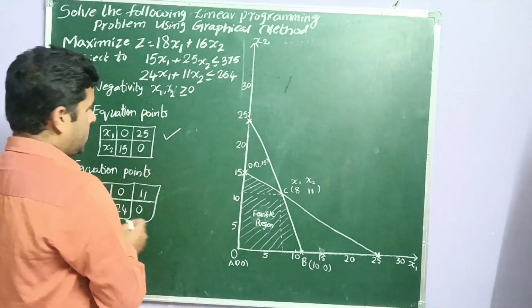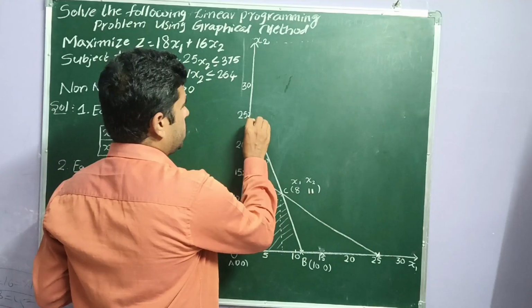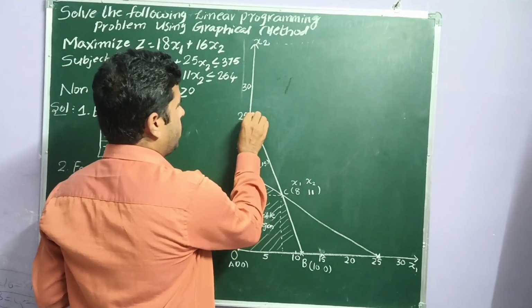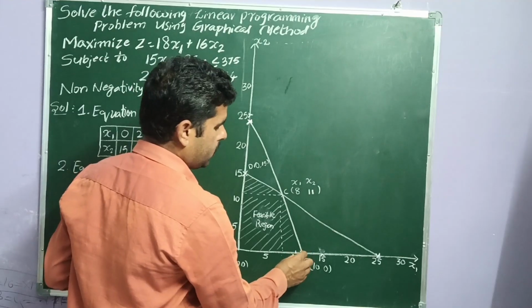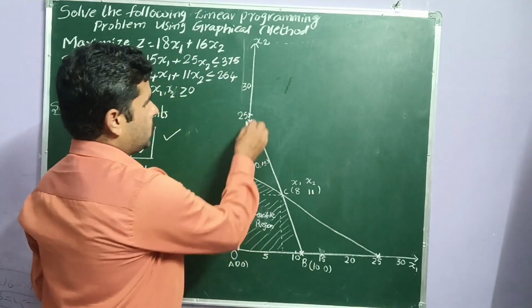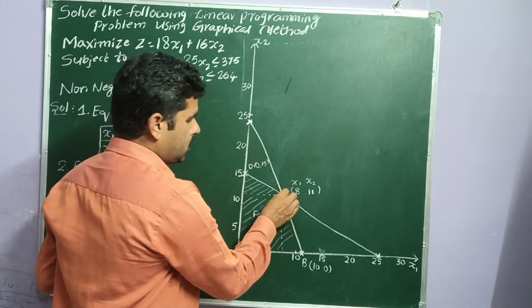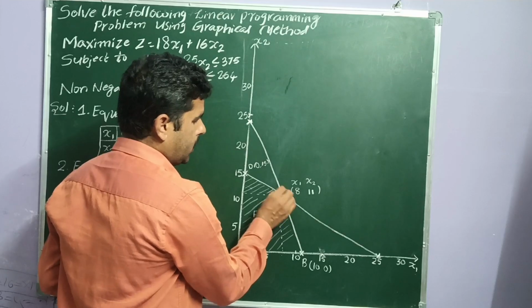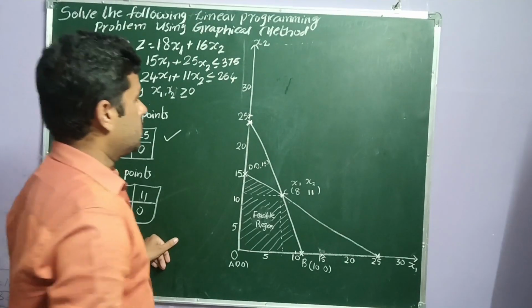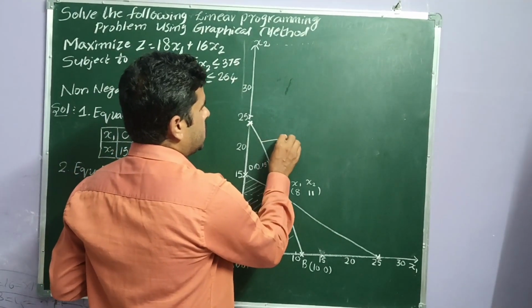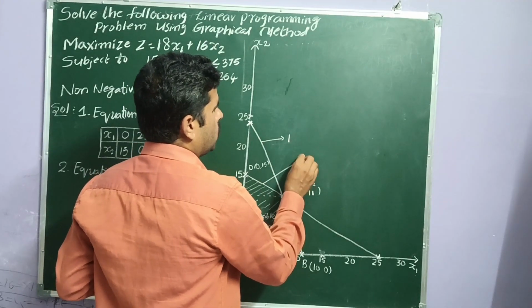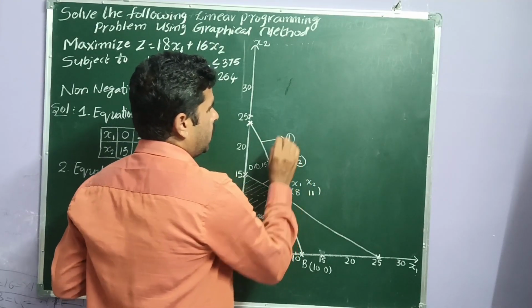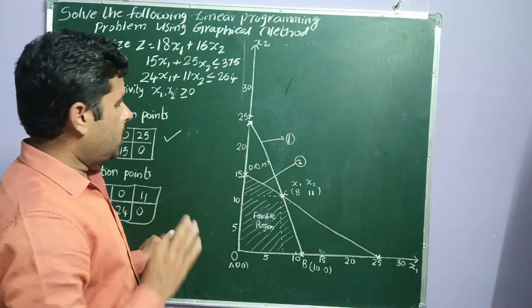For equation 2, x1 is 0, x2 is 24. So here 24, this is 25, 24. Then x1 is 11, x2 is 0. Simply draw a line. This is the intersecting point between the two equations. This is equation number 1 and this is equation number 2. So the information of two equations we kept in this graph paper.